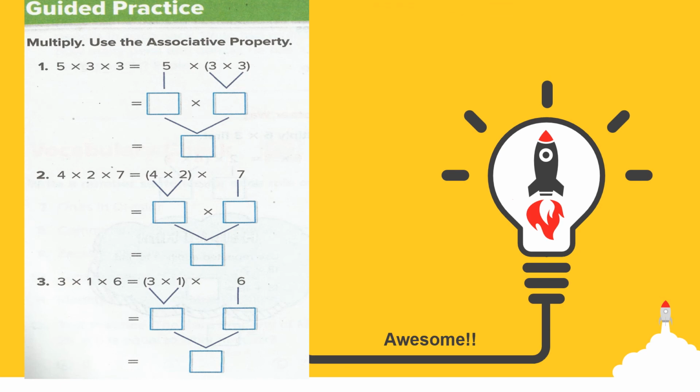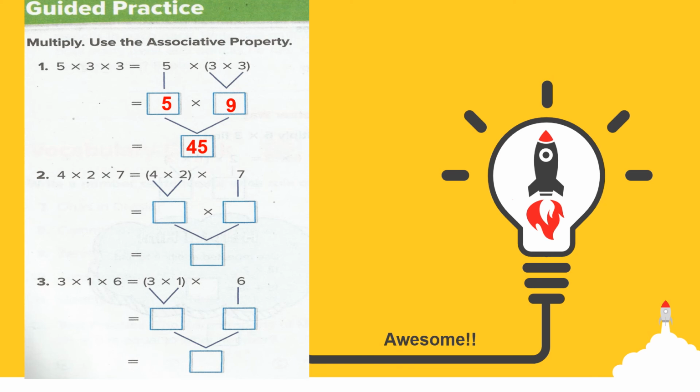Now let's work in the guided practice. Multiply. Use the associative property. 5 times 3 times 3. We are going to group 3 times 3. So first, we bring down the 5. 3 times 3 equals 9. Now we have to multiply 5 times 9, which equals 45.